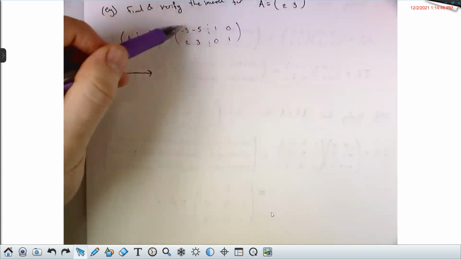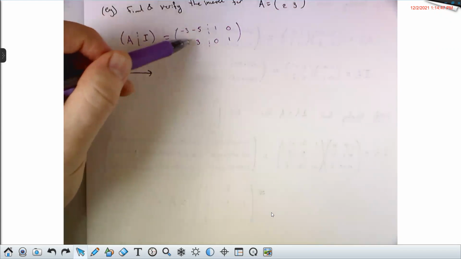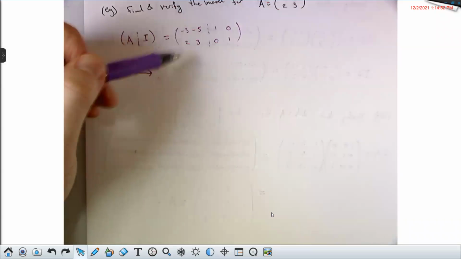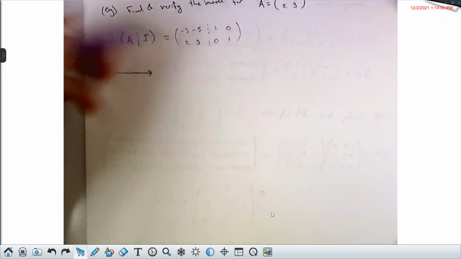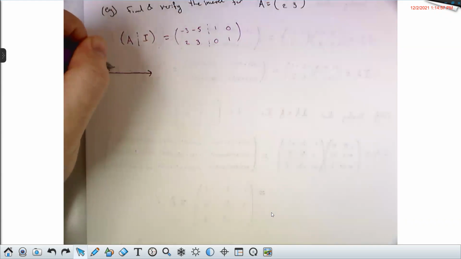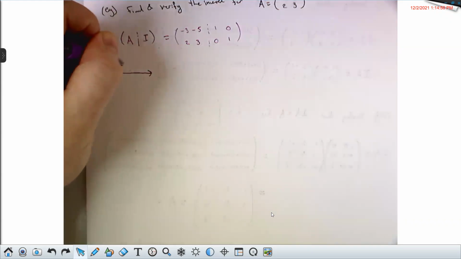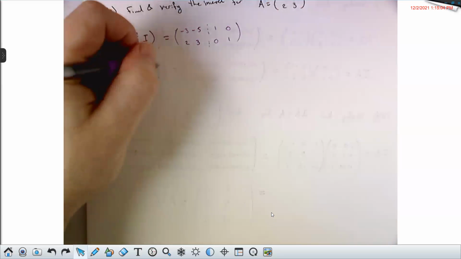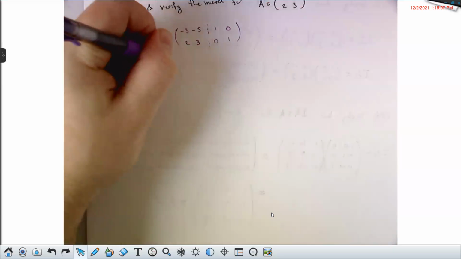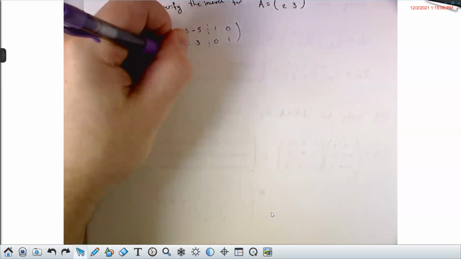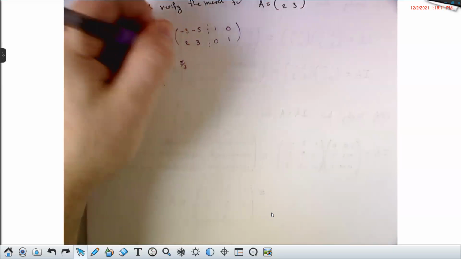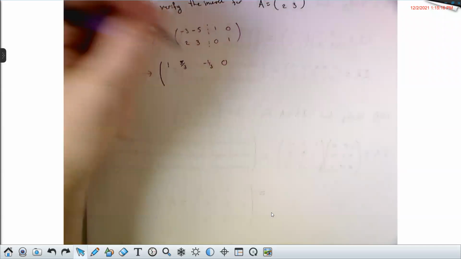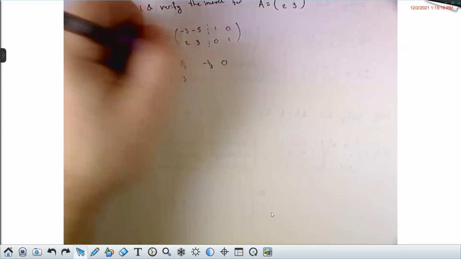So what do I want to do? I want to make this a 1. I want to make this a 0. I want to make this a 1 and this a 0. First, let me make this a 1. So I'm going to make R1 -1/3 my old row 1. I'm going to divide through row 1 by -3. That will give me 1, 5/3, and then -1/3 and 0 here. Row 2 doesn't change.